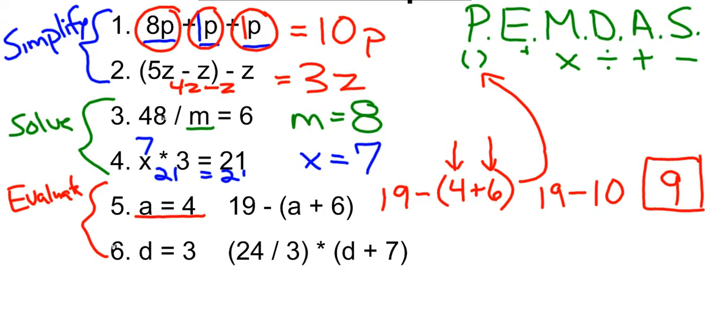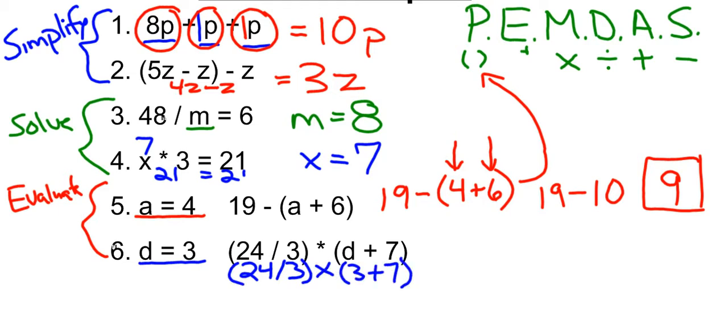In number 6, there's quite a few parentheses. So now if there's two sets of parentheses, we always start with the ones on the left. We have 24 divided by 3 times d plus 7. Notice our first thing is d equals 3. So I'm going to rewrite the equation and put the d into my problem. So 24 divided by 3 times 3 plus 7.